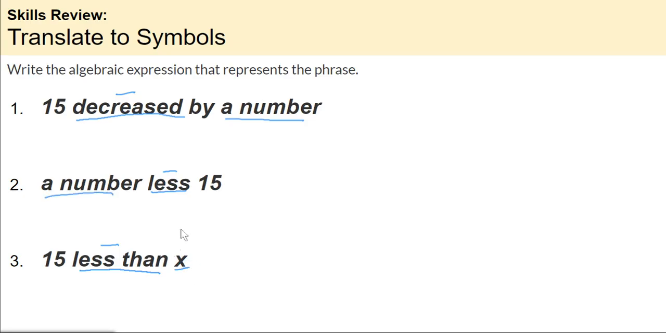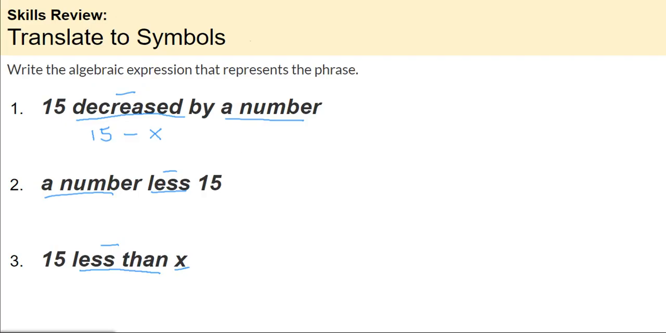Okay, so how did you write the first one? 15 decreased by a number. Well, we got 15 decrease, subtract by a number. We'll say x. And you can pick a number to make sure it makes sense. 15 decreased by 2. If I decrease 15 by 2, I get 13. So 15 minus 2, that makes sense. That would be 13.